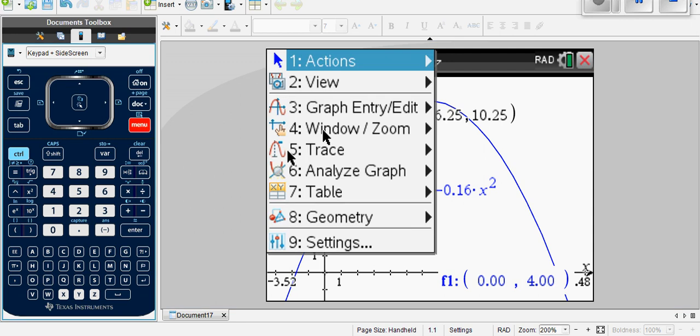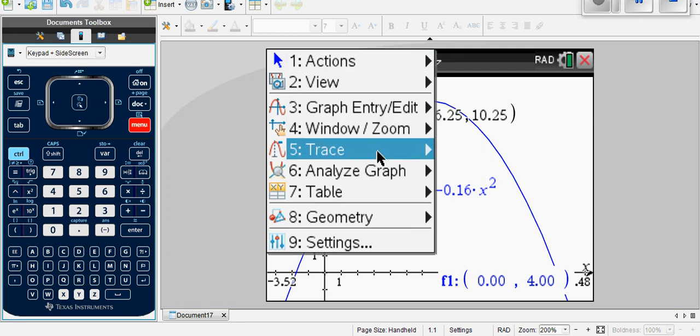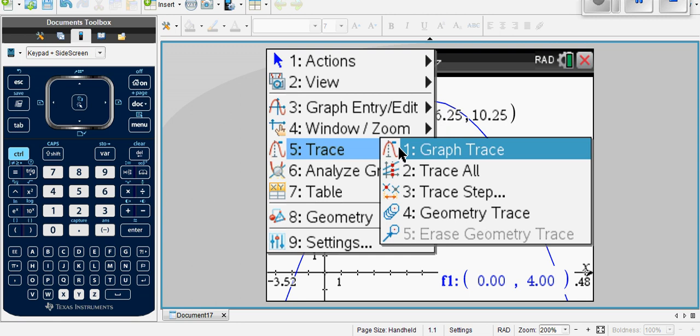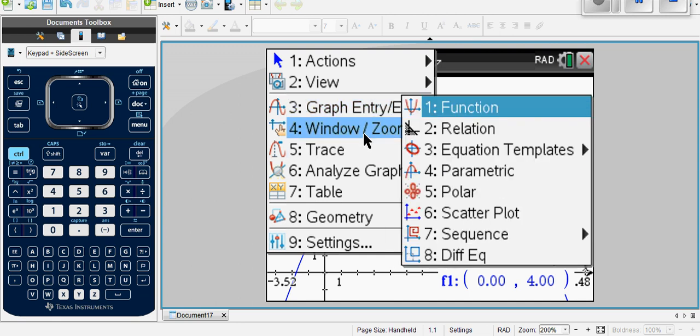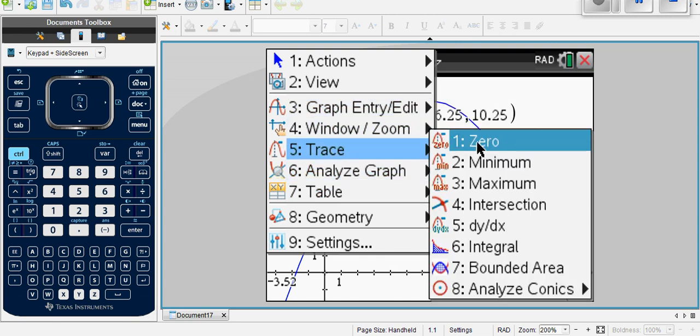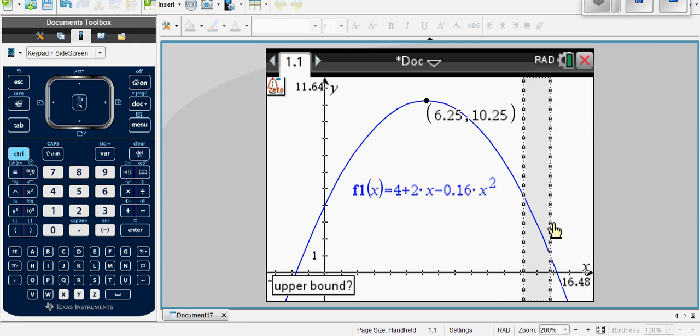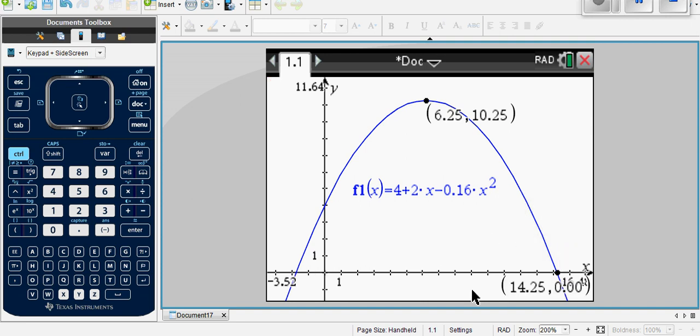Now, the other thing I want to know is the other 0, I mean the second 0. So I need to trace, and actually analyze, and I want to find the 0. But the 0 over here, because I need to know how long before it hits the ground. So we have 3 points. This first point over here, where she's 4 feet off the ground, that's where Nadia threw the ball. It goes up to 10.25 feet and reaches back to the ground 14.25 seconds later. So then you answer that this way.